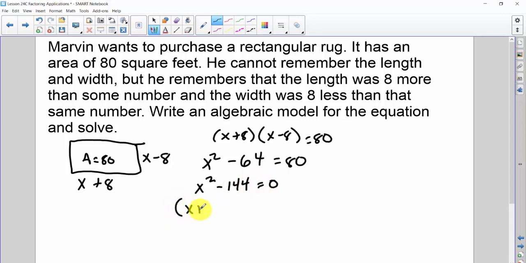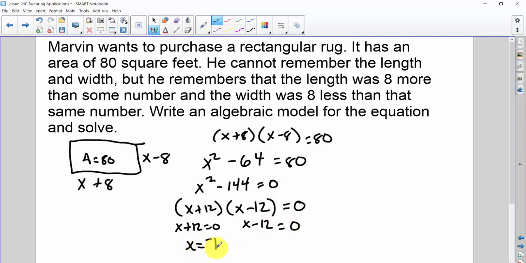So that's x plus 12 and x minus 12, because that's a difference of squares or perfect square factoring. So therefore, x plus 12 is equal to 0. X minus 12, excuse me, is equal to 0. X equals negative 12 and x equals 12.